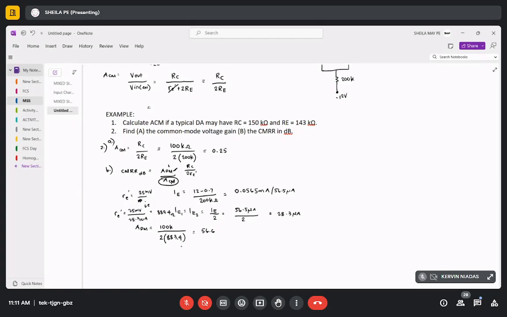Okay, so CMRR in dB is just equal to 56.6 divided by ACM, which is 0.25. Okay, 20 log of 56.6 divided by 0.25.